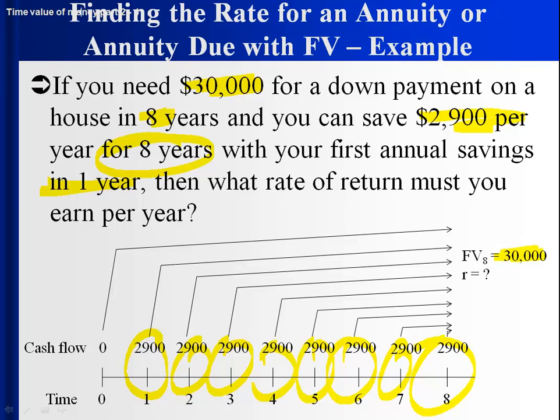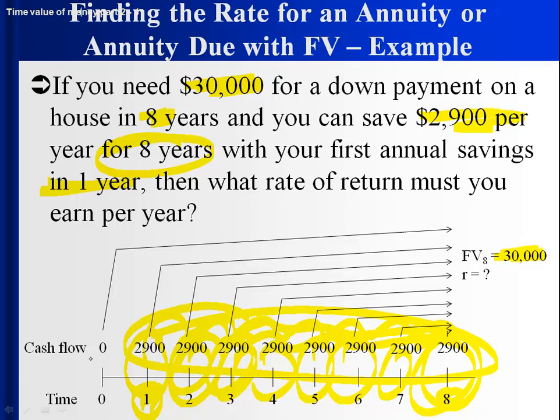So what is R such that 2,900 times (1 plus R) to the 7th, notice it's 7th because we start in 1 year and get to 8, plus 2,900 times (1 plus R) to the 6th, plus 2,900 times (1 plus R) to the 5th, all the way out to plus 2,900. What's R, so that the sum of these 8 individual future values would equal 30,000?